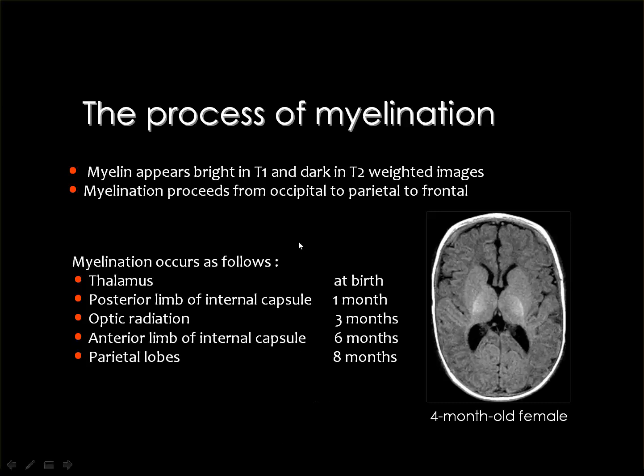There is a standard dates for this myelination, and also standard sites which is myelinated first. For example, the thalamus is one of the known areas that is myelinated at birth. And if you have an MRI of a newborn, then you will see a high signal intensity in the thalamus, which represents the myelinated area in this particular site. Then myelination continue by the posterior limb of the internal capsule, optic radiation, anterior limb, and the parietal lobes.